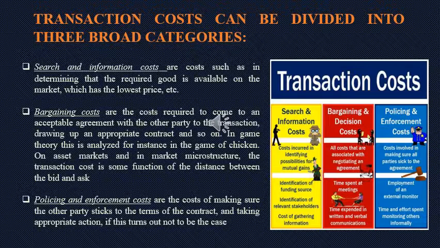Transaction cost can be further divided into three broad categories. First, search and information cost. Second, bargaining cost. And third, policing and enforcement cost.